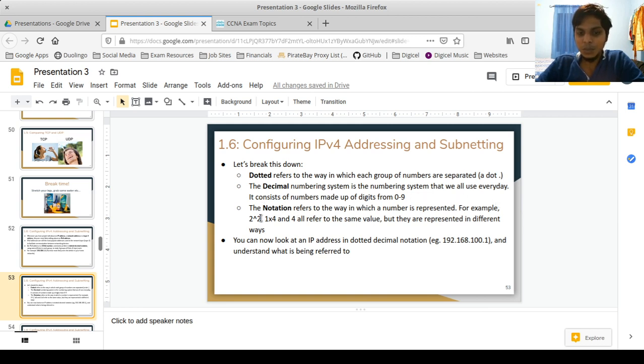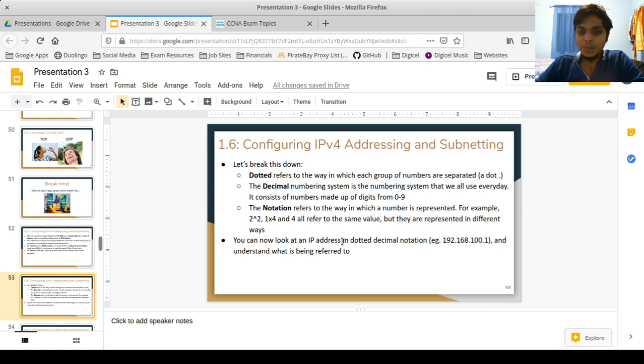For example, 2 to the power of 2, 1 multiplied by 4, and 4 all refer to the same numeric value, but they are represented in different ways. So you would have seen this in your mathematics classes. You know the values of all of these things, and you know they refer to the same number. It's just different representations. It's the same thing in the numbering systems. We have decimal numbering, the hexadecimal numbering I mentioned before, and now you'll know binary numbering. It's all the same value, just represented in different ways.